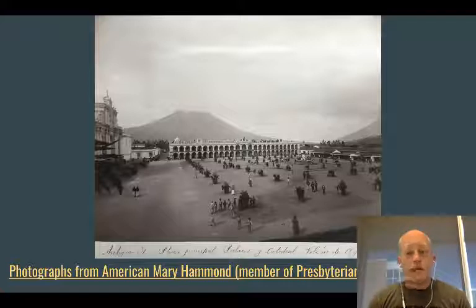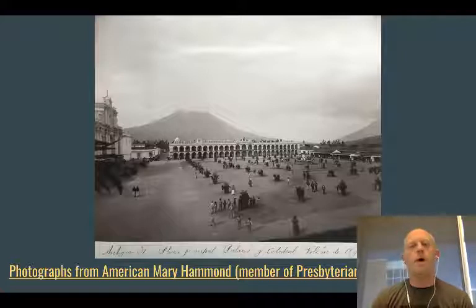I want to take just a moment here and look at some photographs from the turn of the 20th century from Guatemala. I was fortunate enough to get a grant to go to the Nettie Benson Latin American Library at the University of Texas at Austin this last summer and do some research. And I was able to look at this photograph album that is held there in that archive. So these are photographs from an American woman named Mary Hammond. It's not clear that she took all of these, but she was the one that submitted the photograph album to the board of the Presbyterian Church in New York.